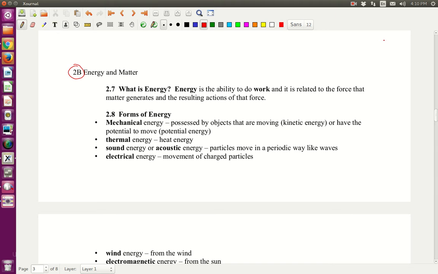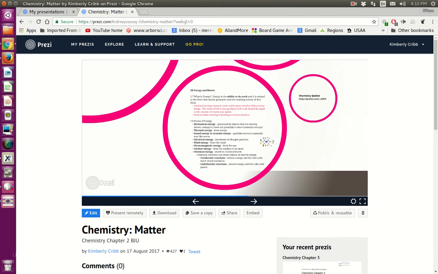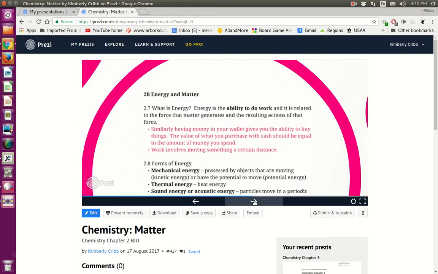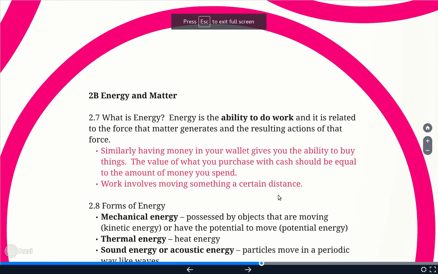If you have not done so already, go ahead and pull out your notes and get to this section in your notes. We're going to be going back and forth between the paper notes and the Prezi. So here we are at the Prezi, and we're at Chapter 2B. Let me make it full screen.